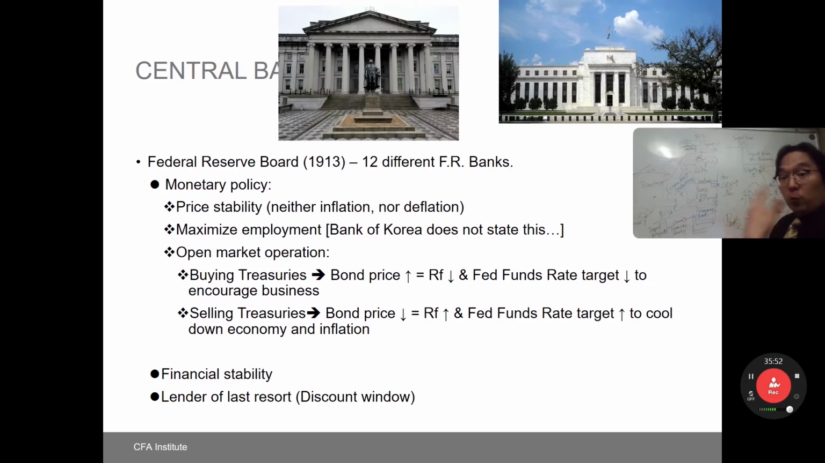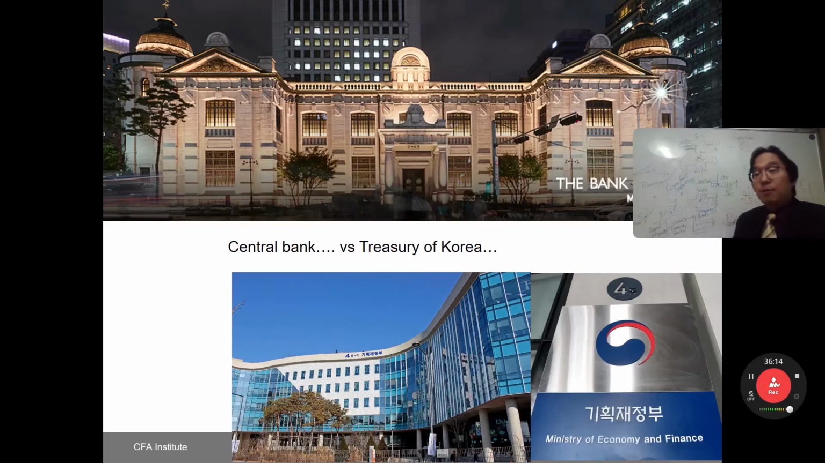And together with it, the Fed funds rate, their target rate, is going up. And this will cool down the economy. How does it cool down the economy? It's more difficult to borrow money, simply put, right? Higher interest rate, no more business, no more consumption. Anyway, so that's monetary policy.